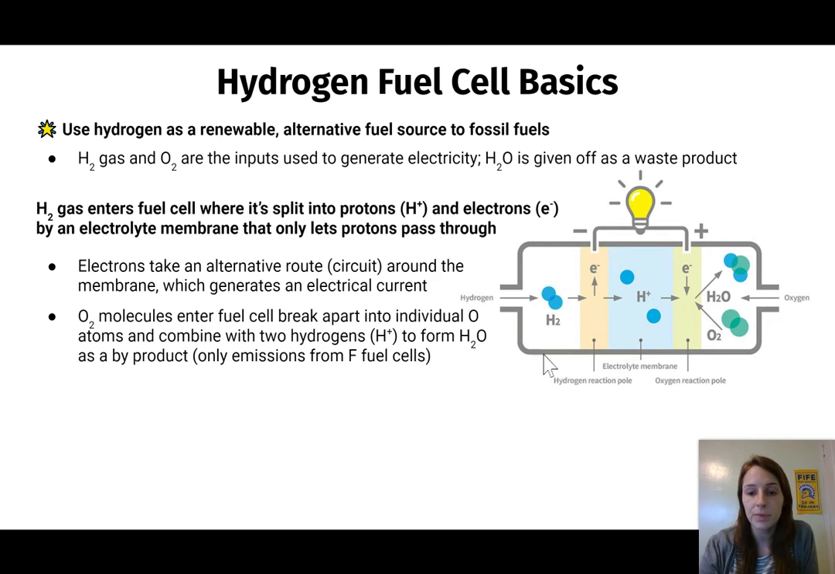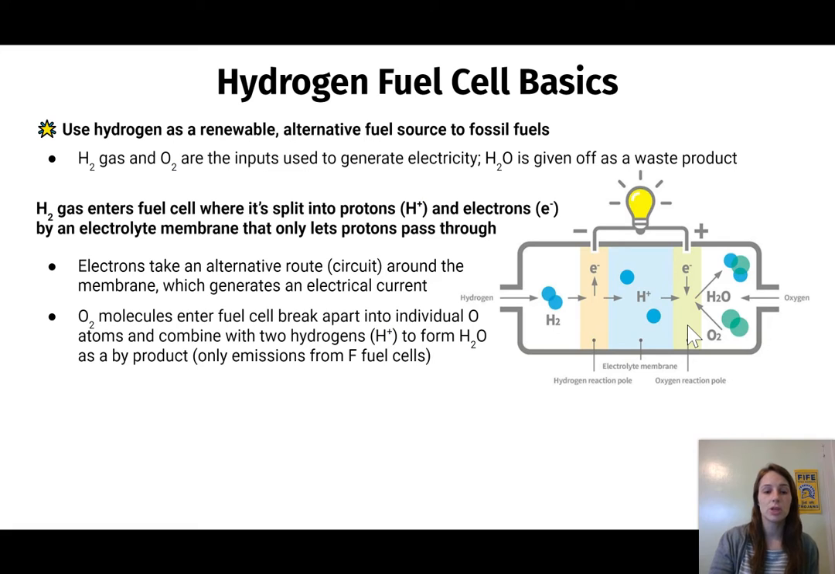So what you're going to have here is this hydrogen gas, and you've got this electrolyte membrane. And protons are going to be the only things that can pass through here, which means it's going to force the electrons through this circuit, which is going to generate electricity. And the protons are going to go through, so you're going to get hydrogen ions going through to the other side of this cell. Now, oxygen is going to be entered into this fuel cell.